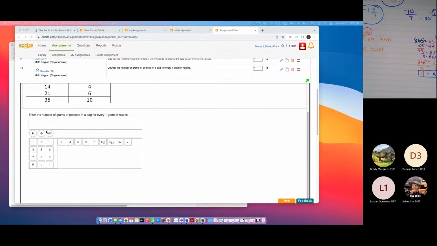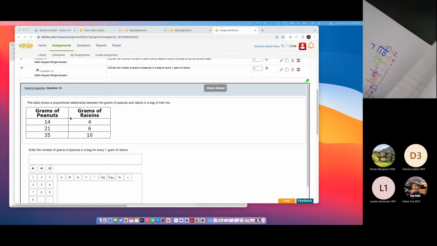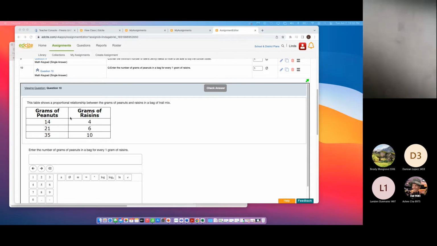Enter the grams of peanuts in a bag for every 1 gram of raisins. See, what does the rest of that say? The table shows the proportional relationship between the grams of peanuts and raisins in a bag of trail mix. Like the 2 worst parts of trail mix. All right. So for every 14 grams of peanuts I have, I have 4 grams of raisins. And for every 21 grams of peanuts, I have 6. So what I need to do essentially, right, is I need to pull one of my proportional relationships and apply it to enter the amount of grams of peanuts in a bag for every 1 gram of raisins.